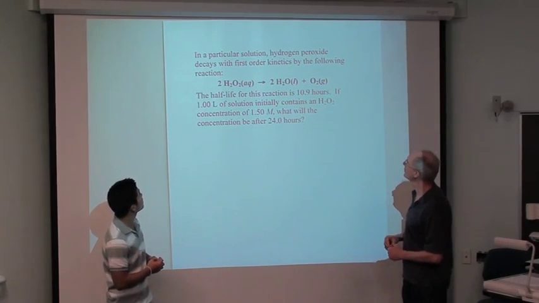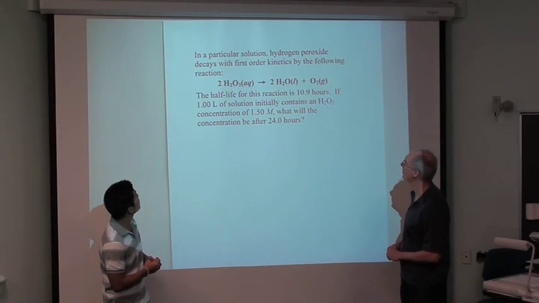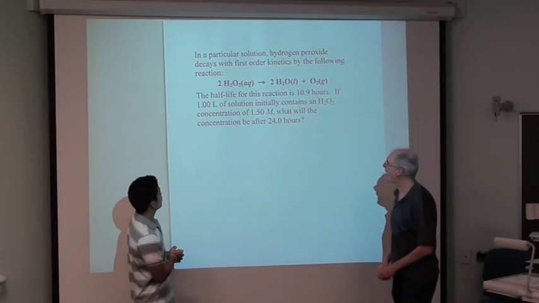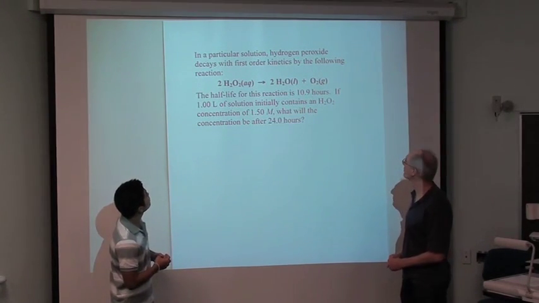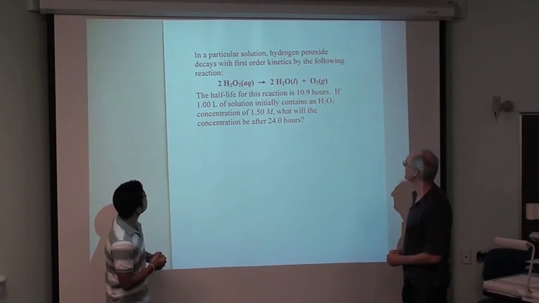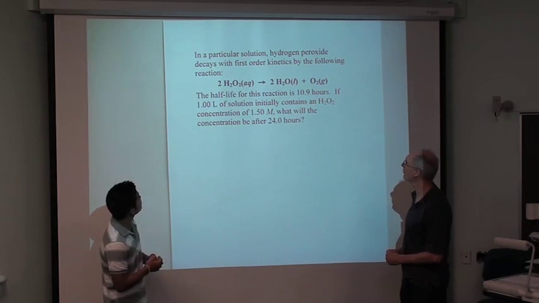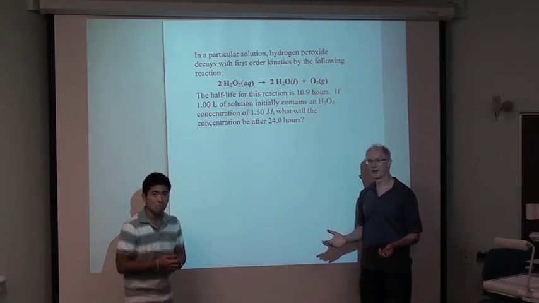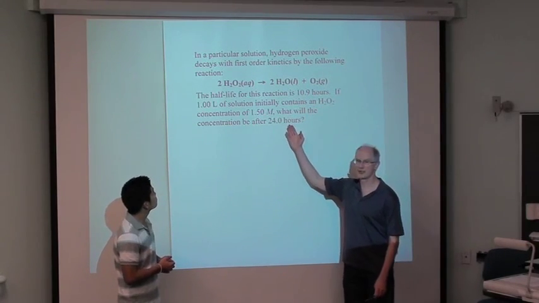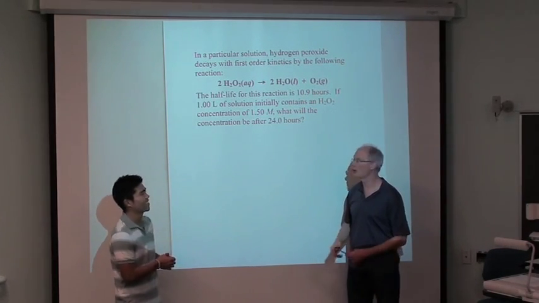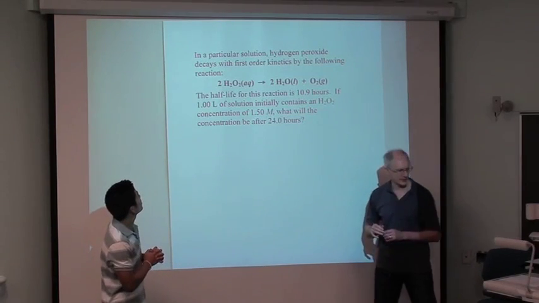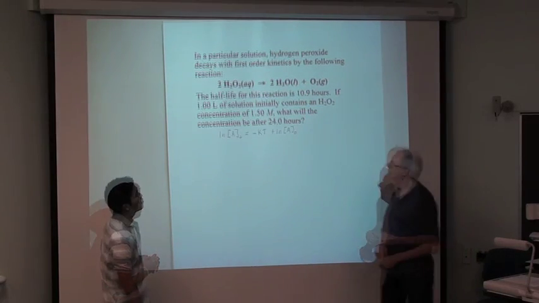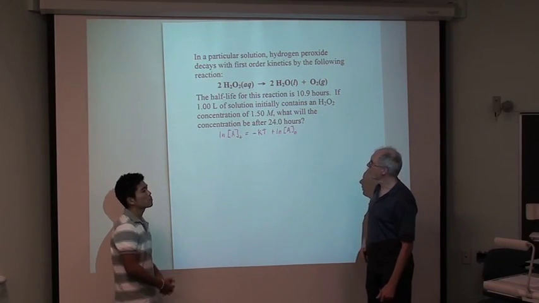In a particular solution, hydrogen peroxide decays with first order kinetics by the following reaction: 2H2O2 goes to 2H2O plus O2. The half-life of the reaction is 10.9 hours. If 1 liter of solution initially contains H2O2 at a concentration of 1.5 molar, what will be the concentration after 24 hours? I know I'm going to have to use integrated rate laws because I'm trying to predict the future. What is going to happen in 24 hours? So what do we have to do here? This is actually a couple of steps. I know I'm going to have to use this first order rate equation.